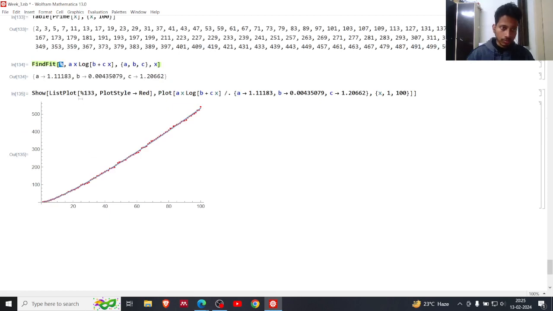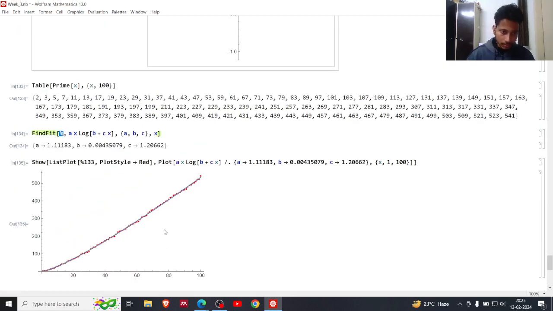Now we plot the prime numbers and the fit, and we get a plot like this. So here we ListPlot percentage 133, which means it refers to the 133 output line. Plot style red, plot a x log b plus c x. This is the value, and we get this.